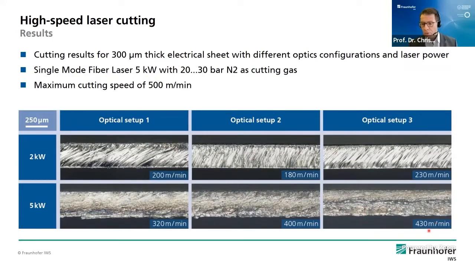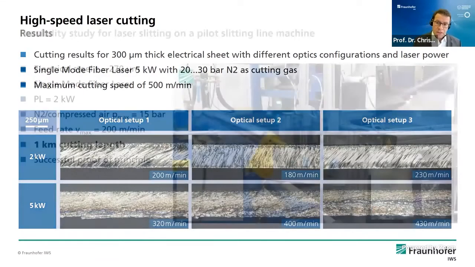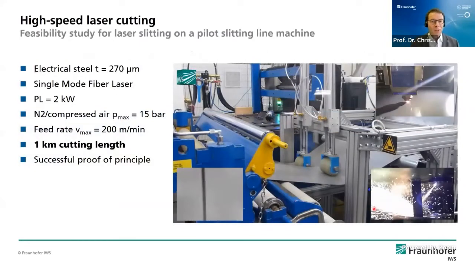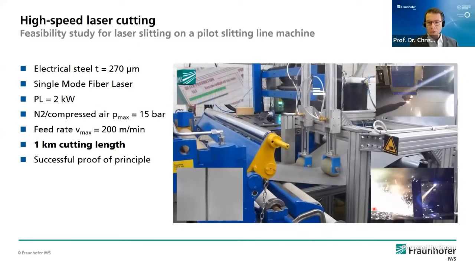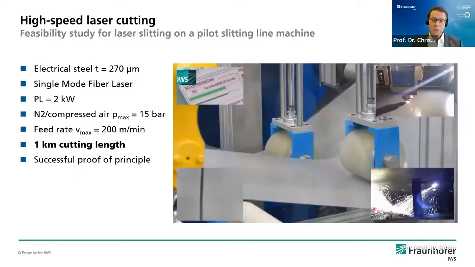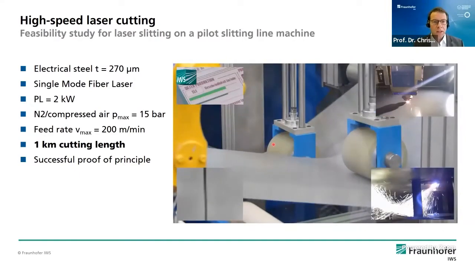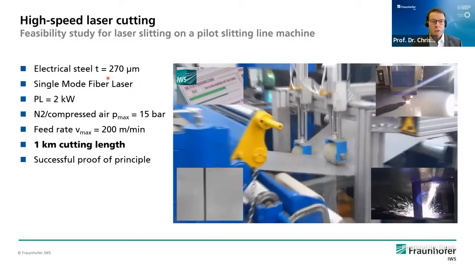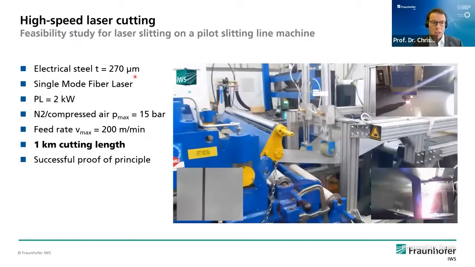This is 430 meters per minute, and the cutting results are still strikingly good. Now, this has been implemented again since we are providing information and help to industry in a pilot machine concept. What you can see here is a pilot slitting machine for electrical steel of 270 micron thickness.